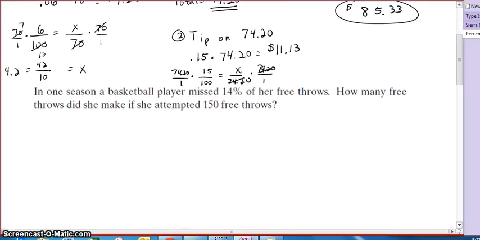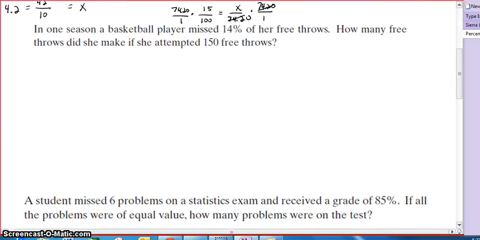Here's another type of problem. In one season, a basketball player missed 14% of her free throws. How many free throws did she make if she attempted 150 free throws? Well, we know that the 14% stands for how many missed, which means what's the percentage of how many that she made? Hopefully you know that to be 86%. It's asking me how many free throws did she make, so I want to use the 86%. So I'm thinking 86 out of 100.